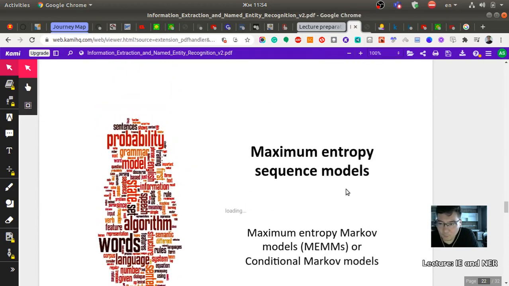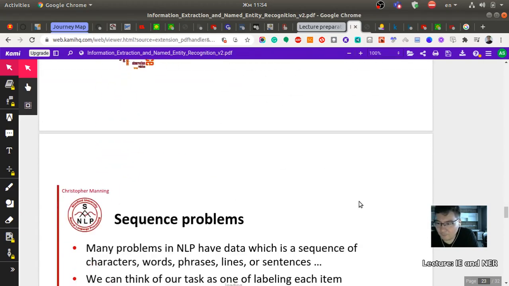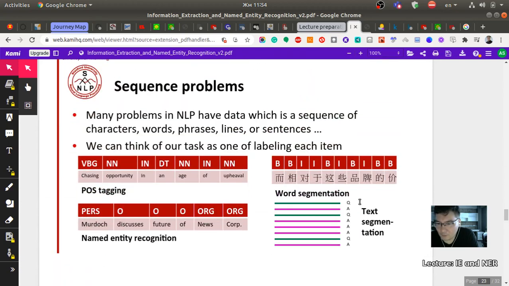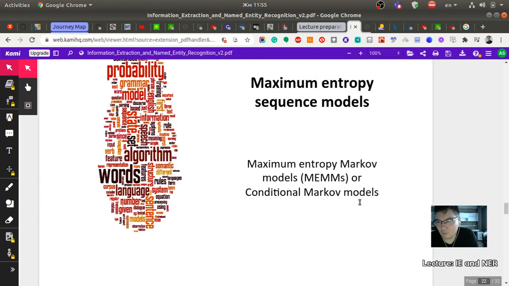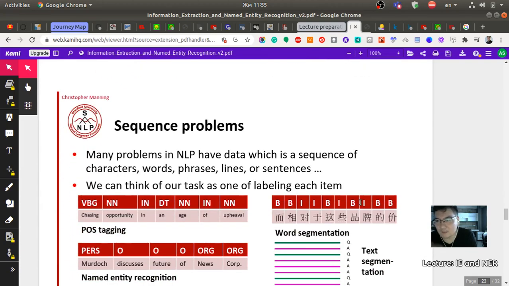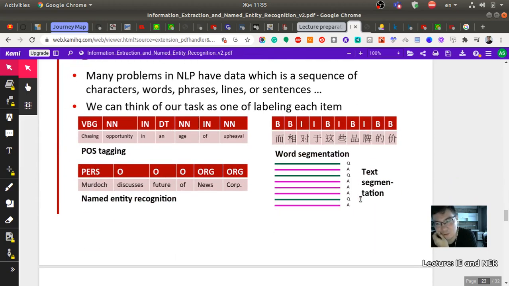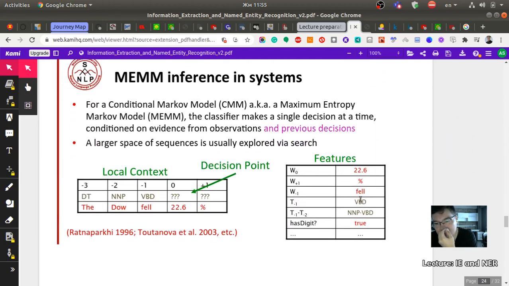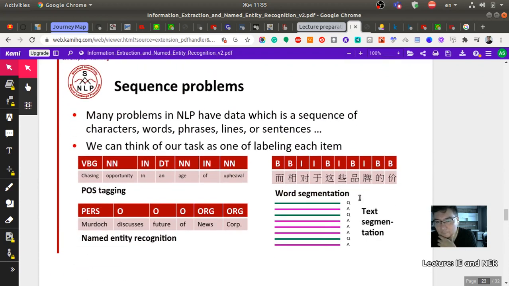So for sequence models, okay, this is maximum entropy. It's kind of like a continuation of logistic regression. You find out the algorithm that was used previously. So it has web Gerundi.